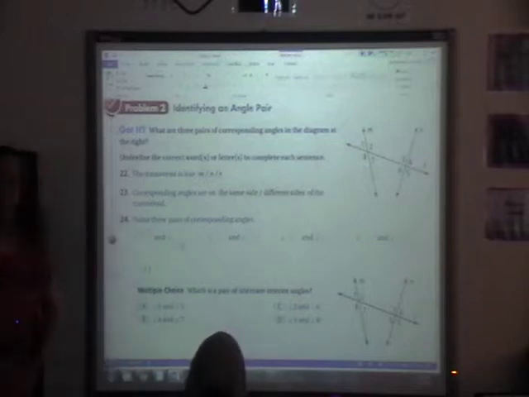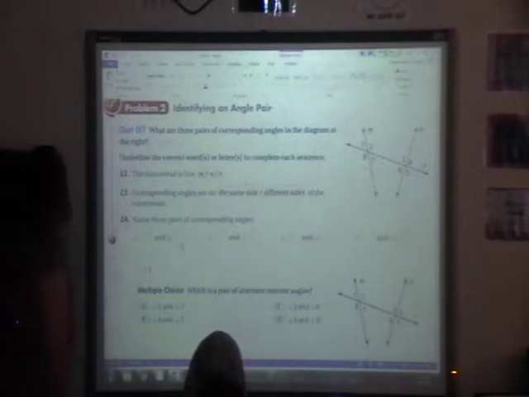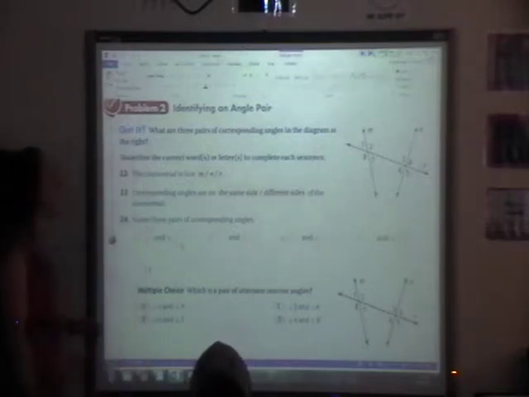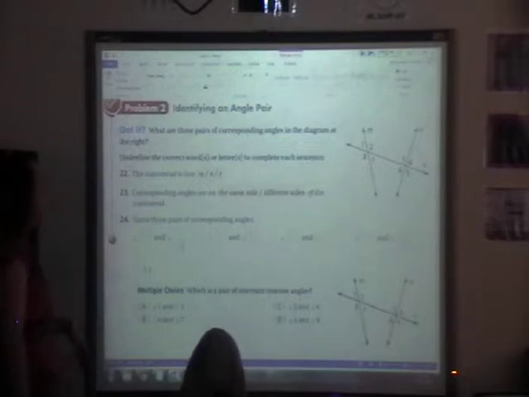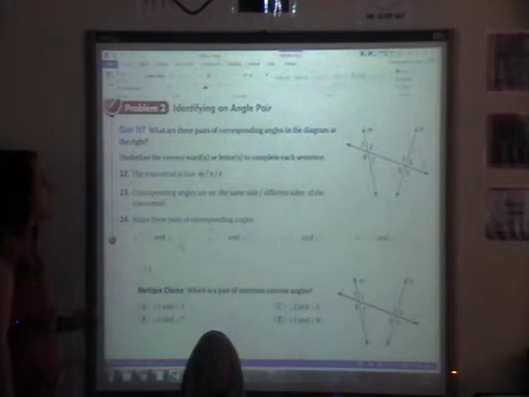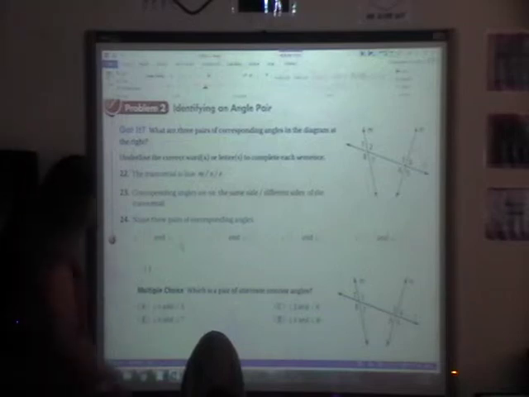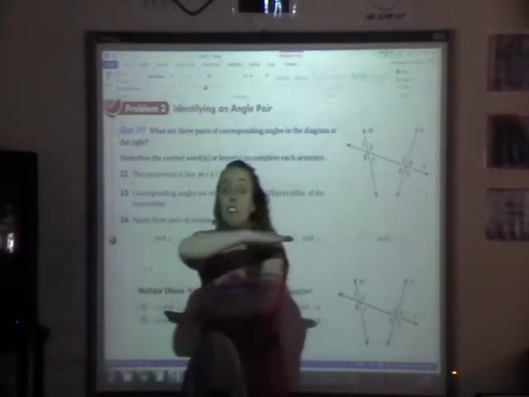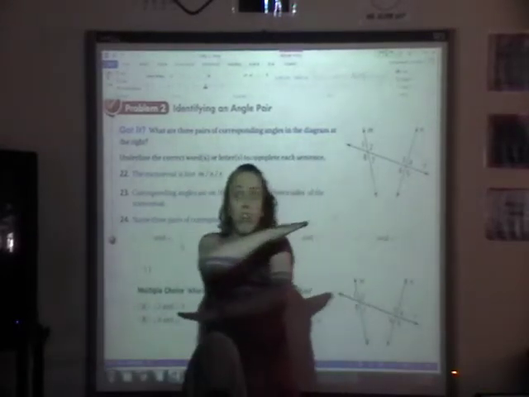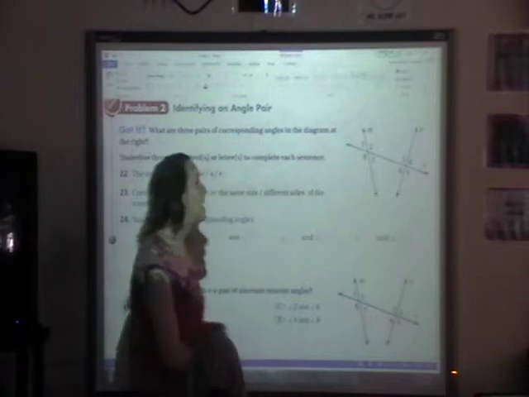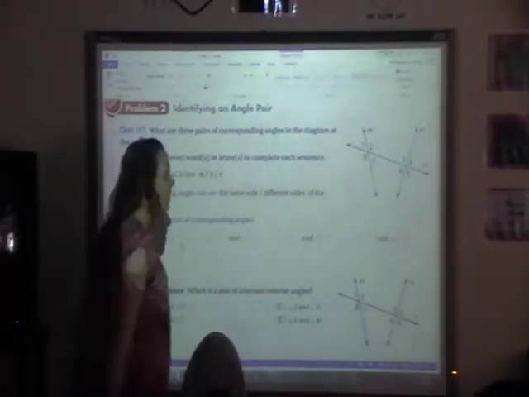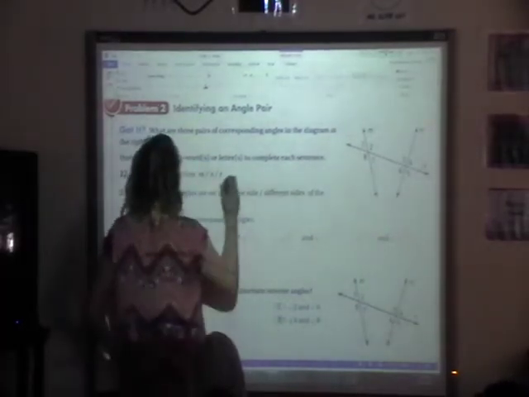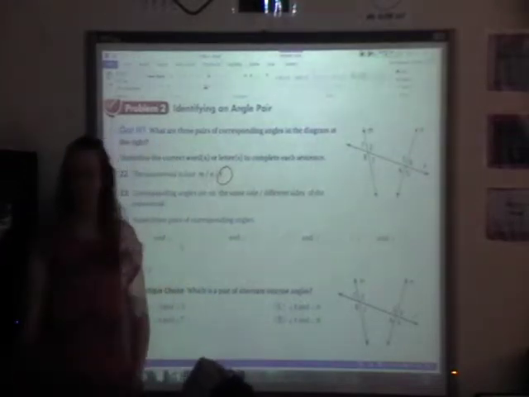Okay, identifying an angle pair. It says, what are the 3 pairs of corresponding angles in the diagram at the right? So here I am, kind of stepping through, trying to help you out. Let's underline the correct words or letters to complete each sentence. The transversal is M, N, or R. Remember, our transversal is going opposite of our somewhat same lines. So which line is going totally the different direction? R. R. Transversal.